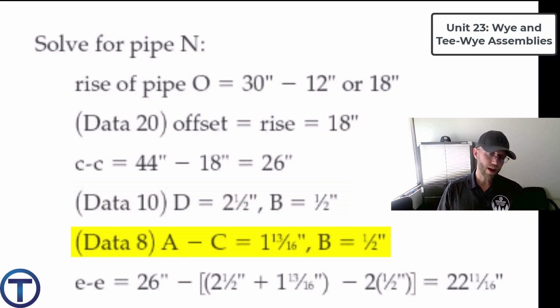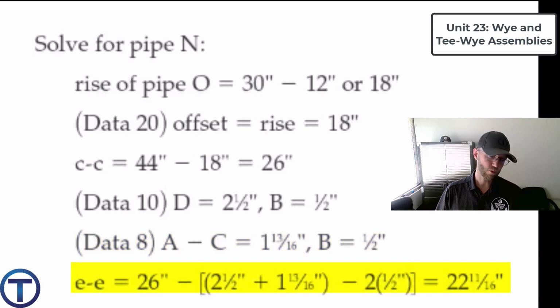And then from data table 8, this is where they actually did the Y correctly. We have A subtract C. So if we take the A measurement minus the C measurement, it's going to give us 1 13/16. And then taking back off the 1/2 inch for the pipe, let's just run this out. End to end equals 26 minus, in brackets, the 2.5 for this T, plus 1 13/16 for the Y, minus 2 times 1/2 where the pipe comes into those fittings. That's going to leave us with 22 11/16.